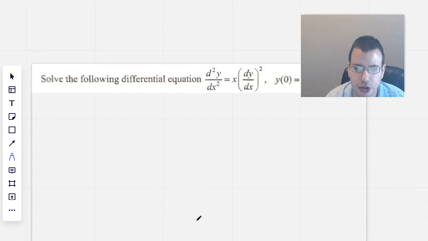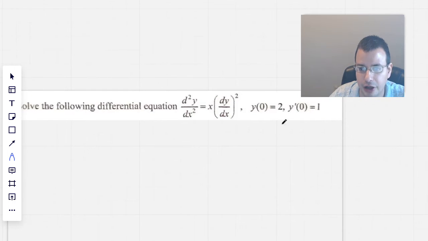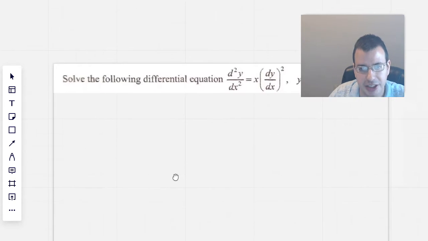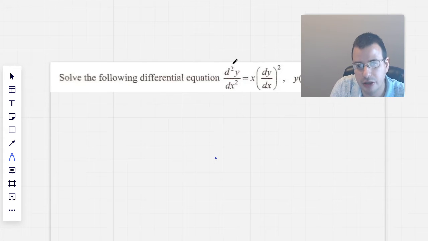Solve the following differential equation. So we have the second derivative of y with respect to x equals x times the quantity derivative of y with respect to x, squared. Okay, and then we're given a couple of initial conditions, which is convenient. So this is a second order differential equation because we have a second derivative right there.